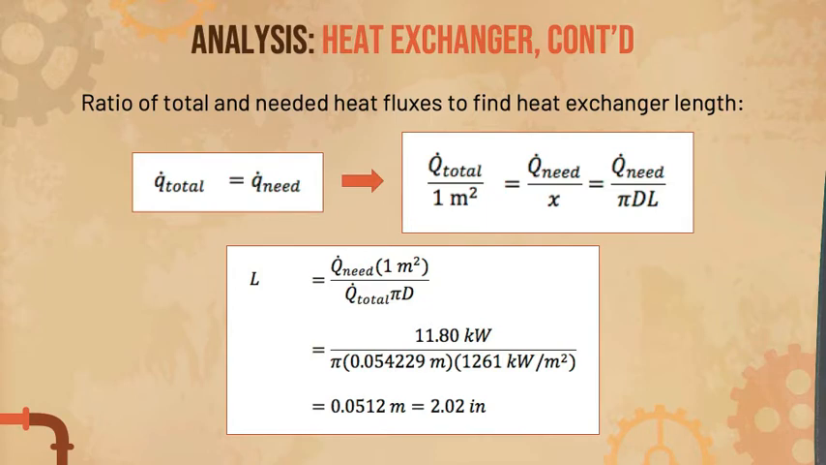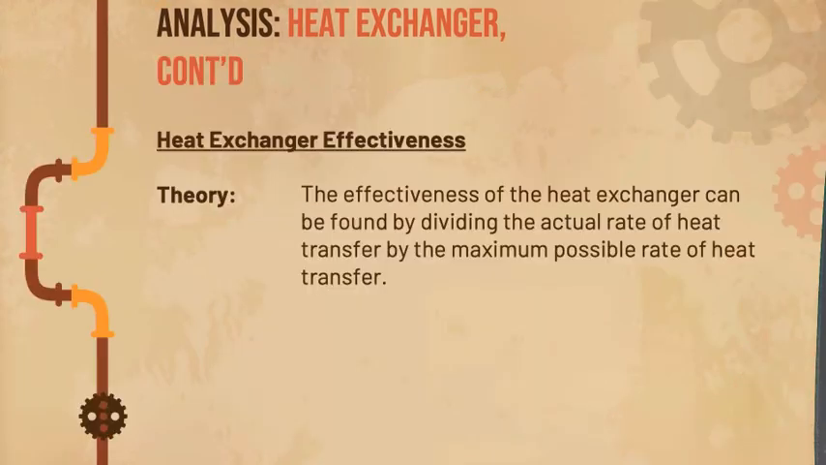This comes out to 2.02 inches, though the flame length of this combustion chamber is roughly 12 inches. Thus, the conservative choice is the 12-inch length. We can now examine the heat exchanger effectiveness. The effectiveness of the heat exchanger can be found by dividing the actual rate of heat transfer by the maximum possible rate of heat transfer.